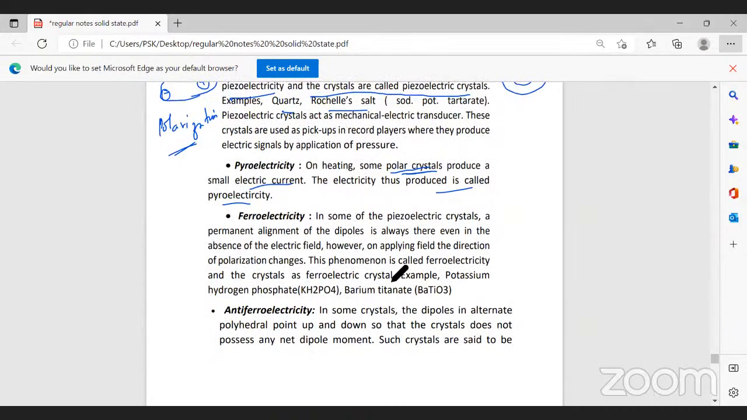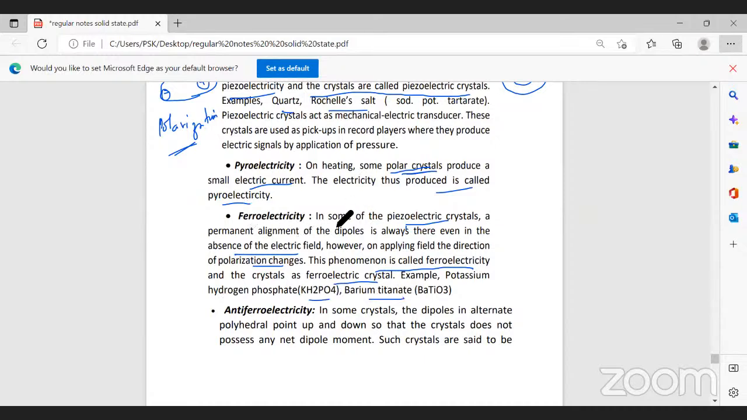Next is ferroelectricity. In some of the piezoelectric crystals, a permanent alignment of dipole moment is always there, even in the absence of an electric field. However, on applying a field, the direction of polarization changes. This phenomenon is called ferroelectricity, and the crystals are ferroelectric crystals. Examples: potassium hydrogen phosphate, barium titanate.